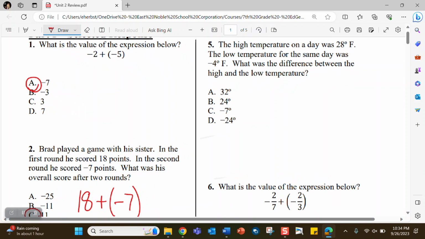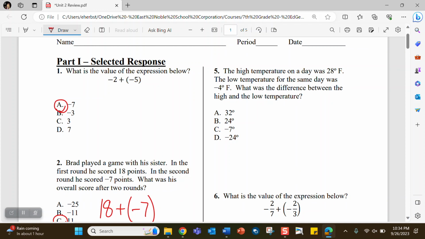Moving over to question 5, the high temperature on the day was 28 degrees. The low temperature for the same day was -4 degrees. What was the difference between the high and low temperature? So difference means we're going to subtract. So 28 minus -4. So here we have a subtraction problem. We want to add the opposite, and we get 32 degrees.